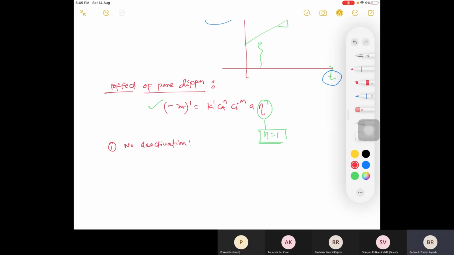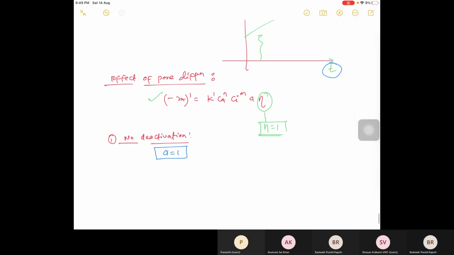No deactivation. In this case, effect of pore diffusion plus there is no deactivation. So if deactivation is not there, then a is equal to 1. Then your minus rA equation, you know what that is. Plus you write here independent of deactivation. So you'll be having Ci to the power m is 1.